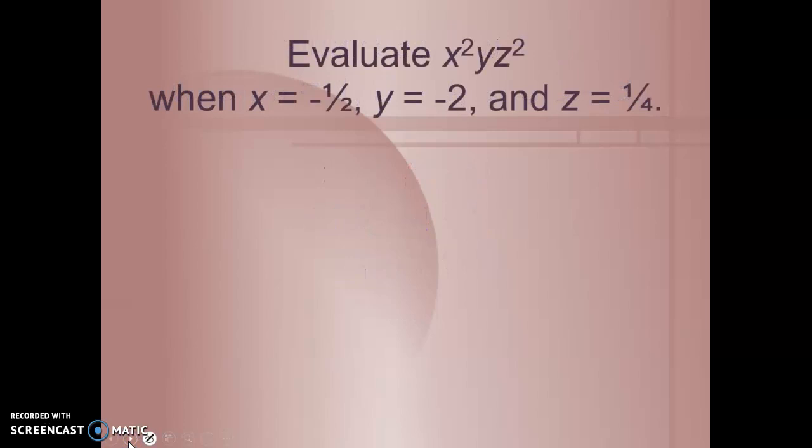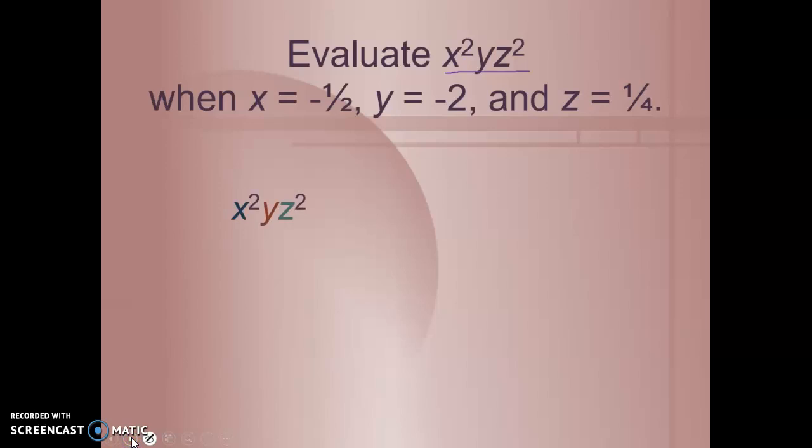Try this one on your own. Pause the video and hit play when you think you've got the answer. x squared, y, z squared. Now, we don't see any operation signs in between these variables. Remember that in algebra, the implied operation is multiplication. So this is x squared times y times z squared. And we have x equals negative 1/2, y equals negative 2, and z equals 1/4.